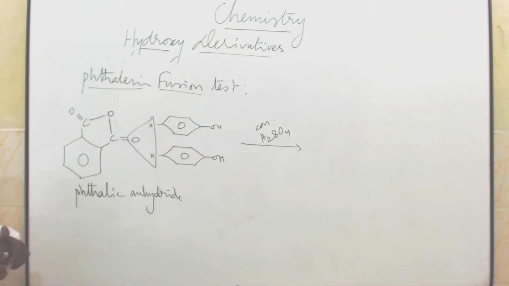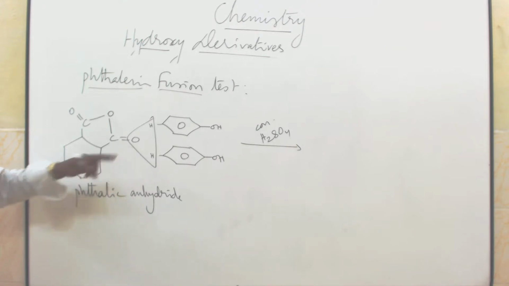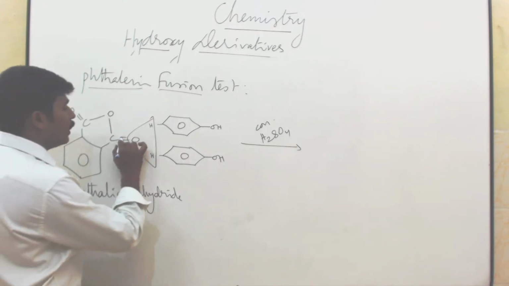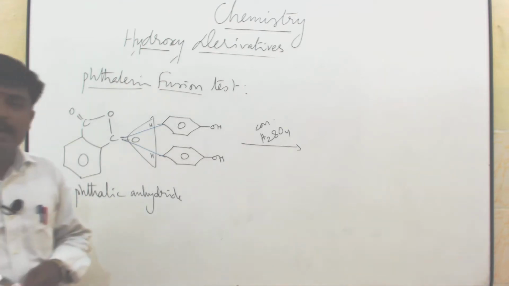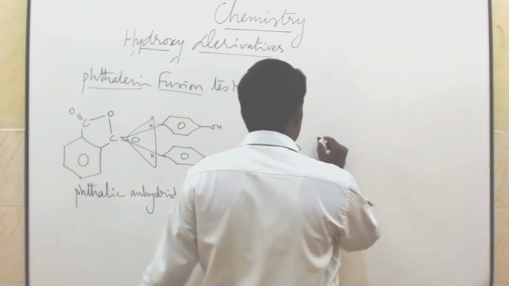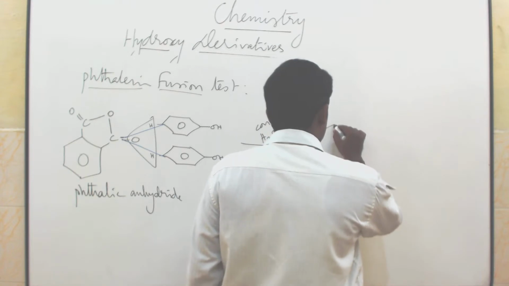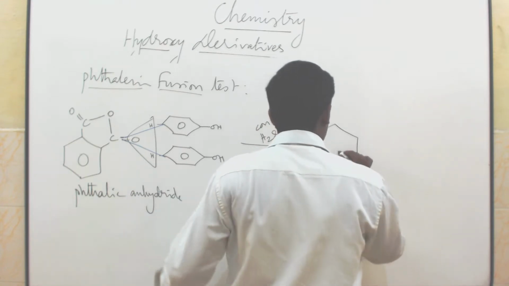Okay, so the double bond is there now. You are going to make one bond here, one bond there. That's the product. Okay, that's nothing but phenolphthalein. So how to draw the phenolphthalein? This is a benzene.